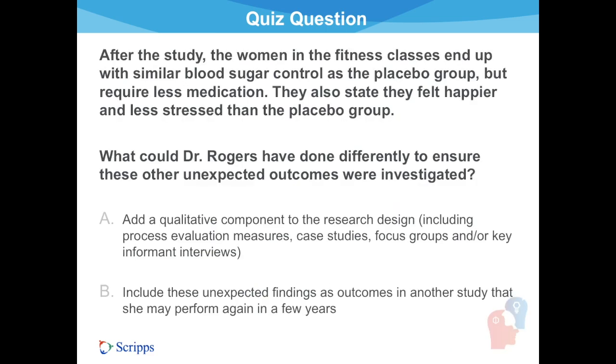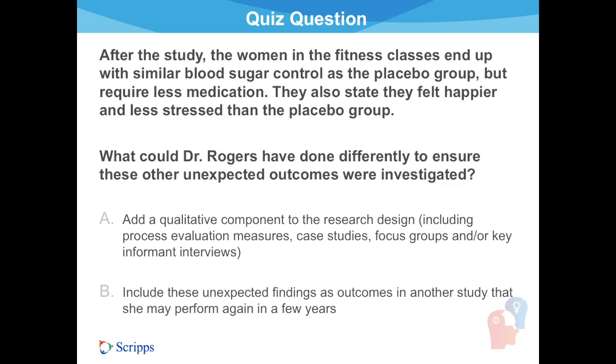After the study, the women in the fitness classes ended up with similar blood sugar control as the placebo group, but require less medication. They also state they felt happier and less stressed than the placebo group. What could Dr. Rogers have done differently to ensure that these other outcomes were investigated?